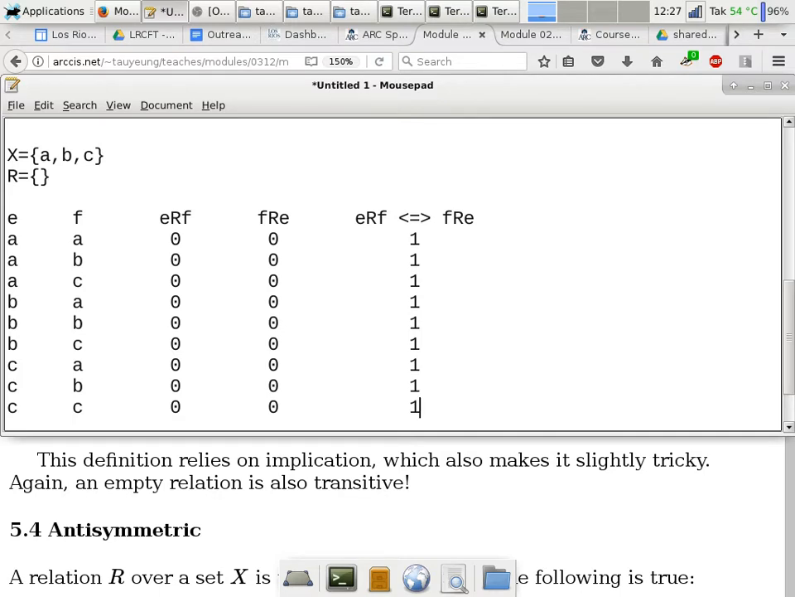As odd as it seems, an empty relation is symmetric. It's almost like you have nothing, and then you have a mirror, and if the other side of the mirror also has nothing, is this mirror working properly? Yep. I would hope that said there is nothing.